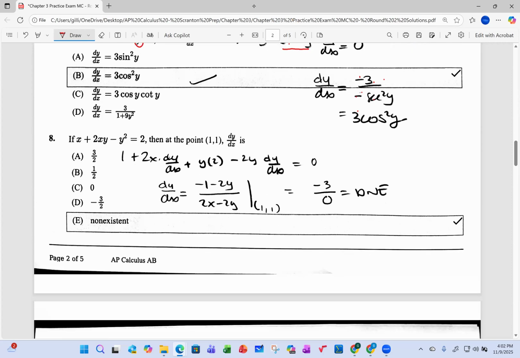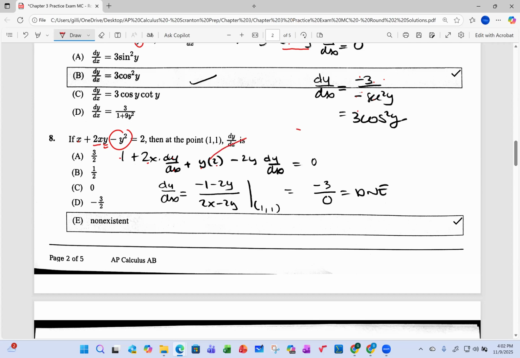In number 8, it's good old-fashioned implicit again. So the derivative of x is 1. This is going to be 2x times dy dx plus y times 2. It's a product rule. And the derivative of negative y squared is minus 2y dy dx equals 0.